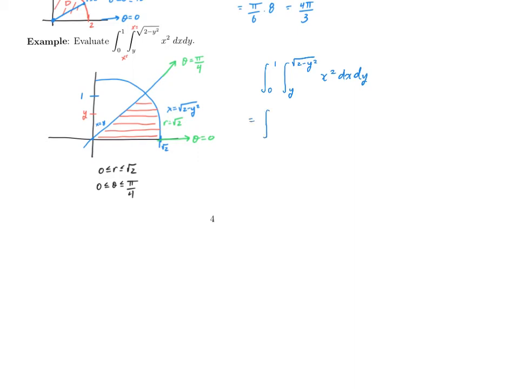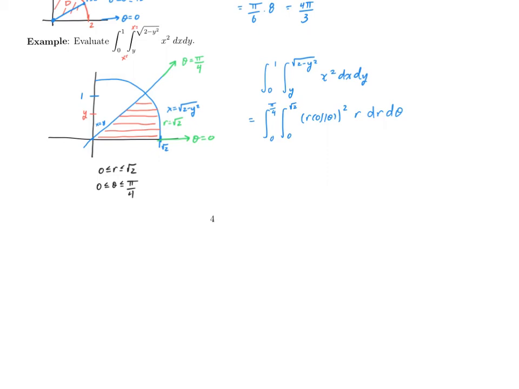In polar coordinates, remember x squared will be replaced with (r cosine theta) squared. dx dy becomes r dr d theta. We have r on the inside varying from 0 to square root 2, and theta on the outside varying from 0 to pi over 4. And this is the equivalent double integral in polar coordinates.